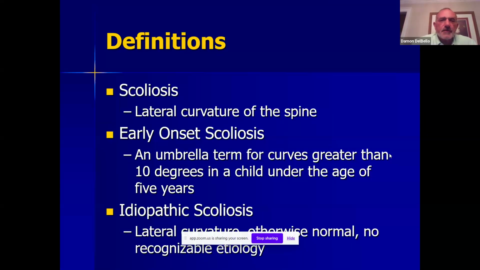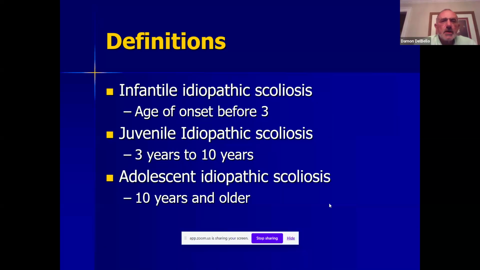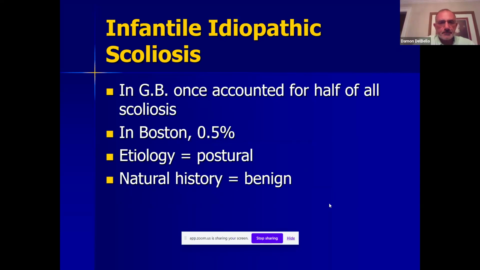Definition is a lateral curvature of the spine. Early onset scoliosis is an umbrella term for curves greater than 10 degrees in a child under the age of 5. Idiopathic is a term used for curves that have no identifiable cause. Infantile curves are defined by the age of onset. So age of onset before 3 are infantile curves, 3 to 10 years are juvenile curves, and over 10 years of age we call adolescent idiopathic scoliosis.